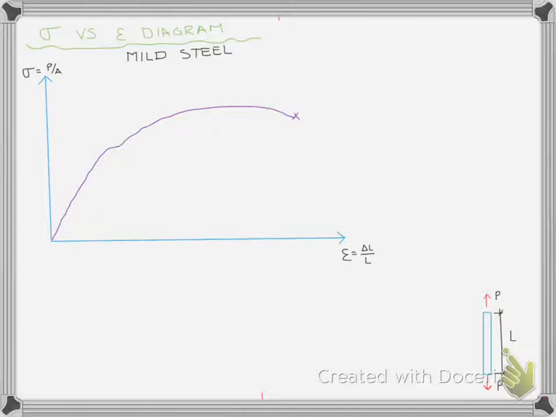What we have here is the stress-strain curve of a mild steel bar that has been pulled in tension, like that image in the bottom right corner shows, and we are plotting the force versus area on the vertical column, and our horizontal is, of course, the strain, which is the change in length over the original length. And so we have our stress versus strain curve for our mild steel.